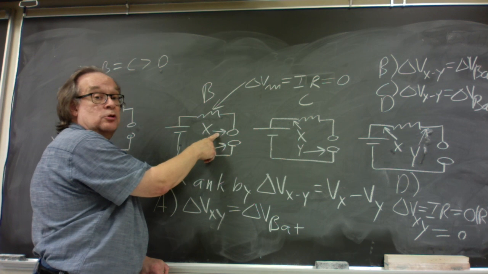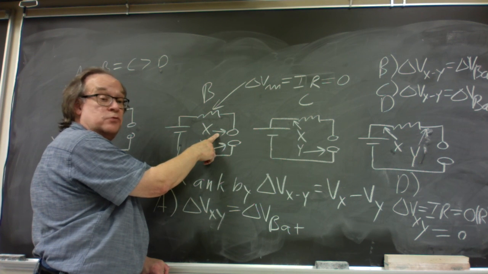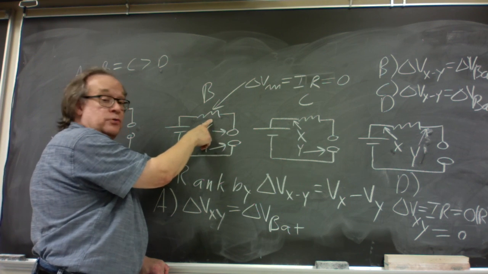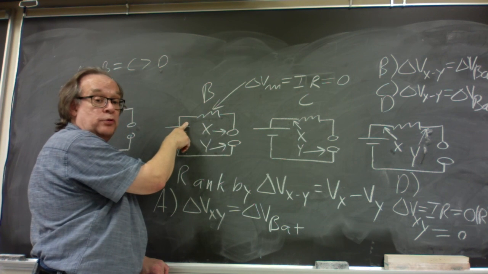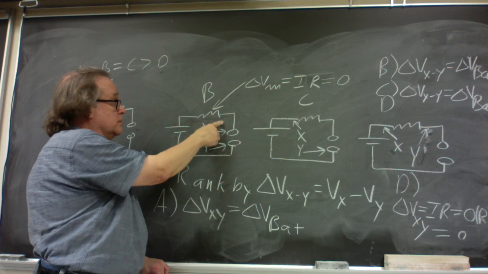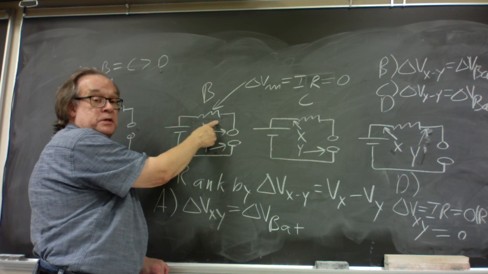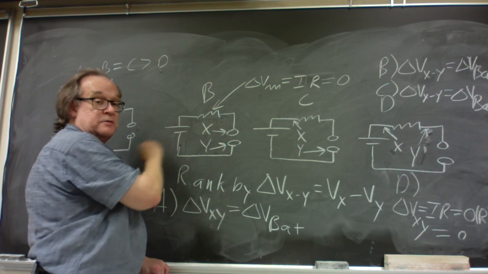Here's the one case that might superficially seem different. There's another circuit element in between point X and the high potential pole of the battery, but because there's no current, there's no potential difference between the two ends of that circuit element.